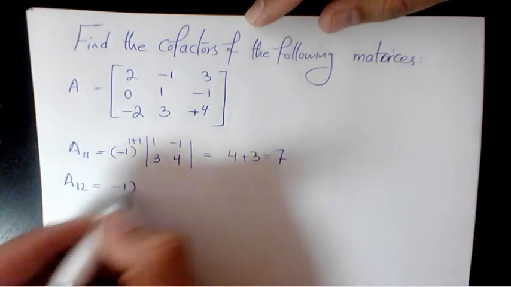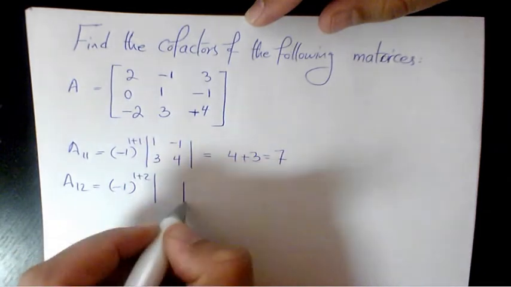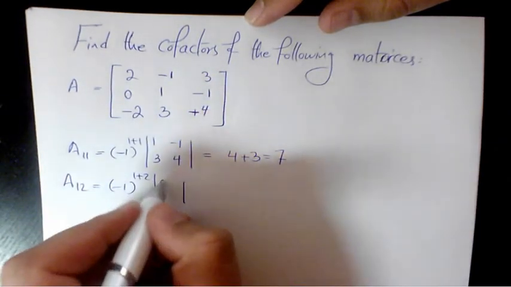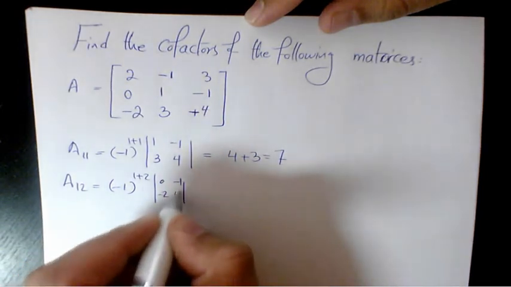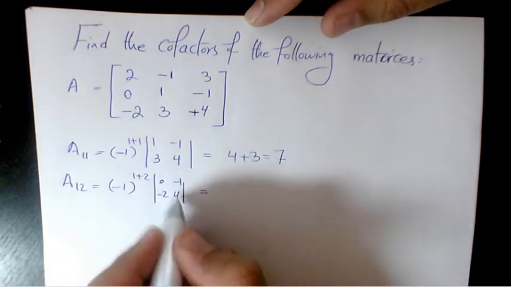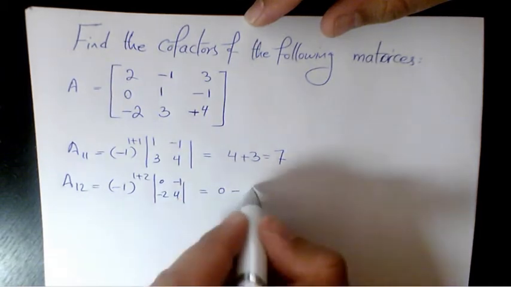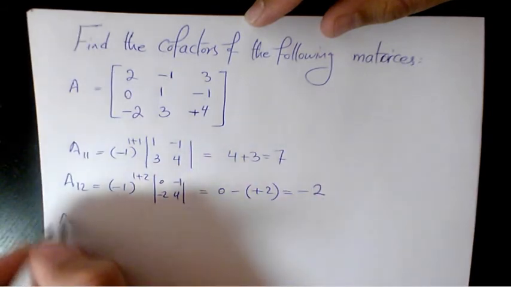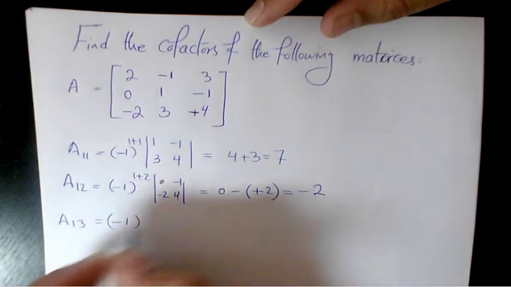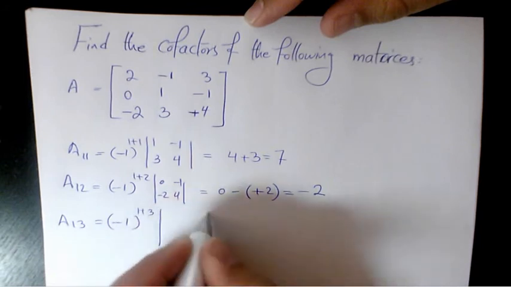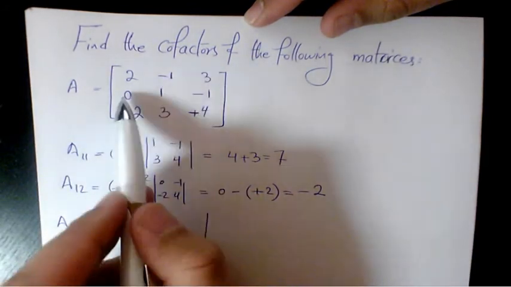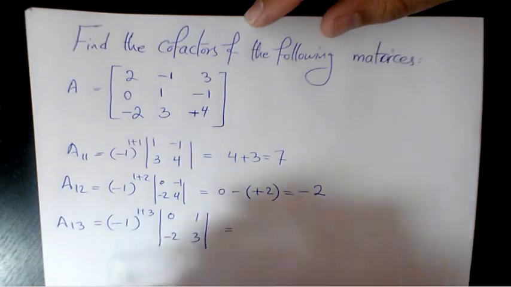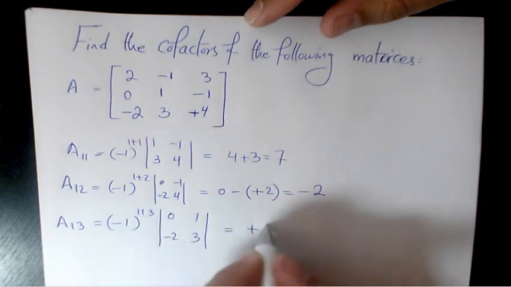A12 is going to be negative 1 to the power of 1 plus 2. It's going to be 0, negative 1, negative 2, 4. That's going to be 0 times 4, 0, minus negative 2 times negative 1 is positive 2, is going to be negative 2. A13 is going to be negative 1 to the power of 1 plus 3. That's going to be 0, 1, negative 2, and 3, which is going to be positive 2.